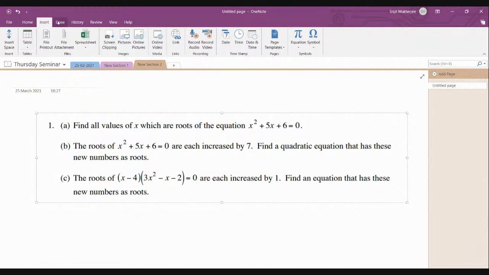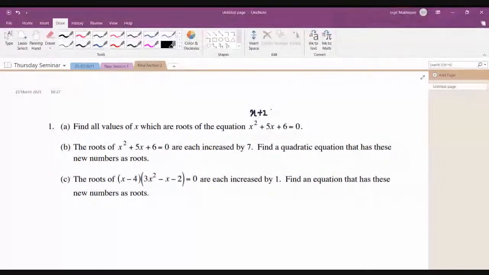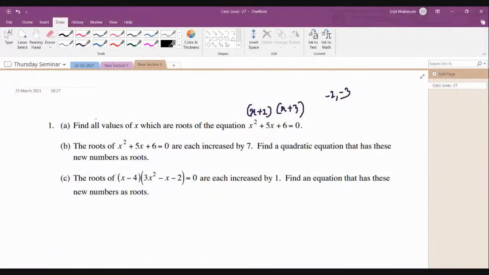The main aspect of this problem revolves around how the equation changes when we take a function of the given roots. Here the equation can be written as x plus 2 into x plus 3, so the roots are -2 and -3. So that's done.